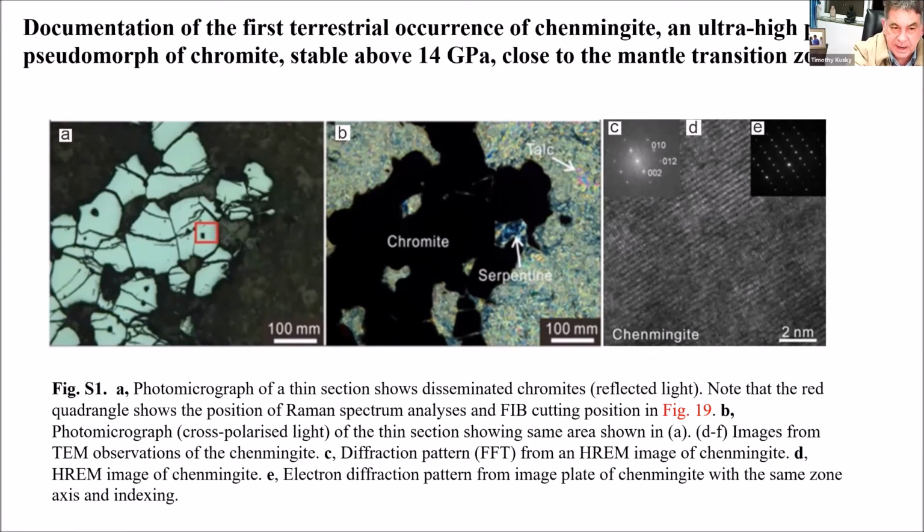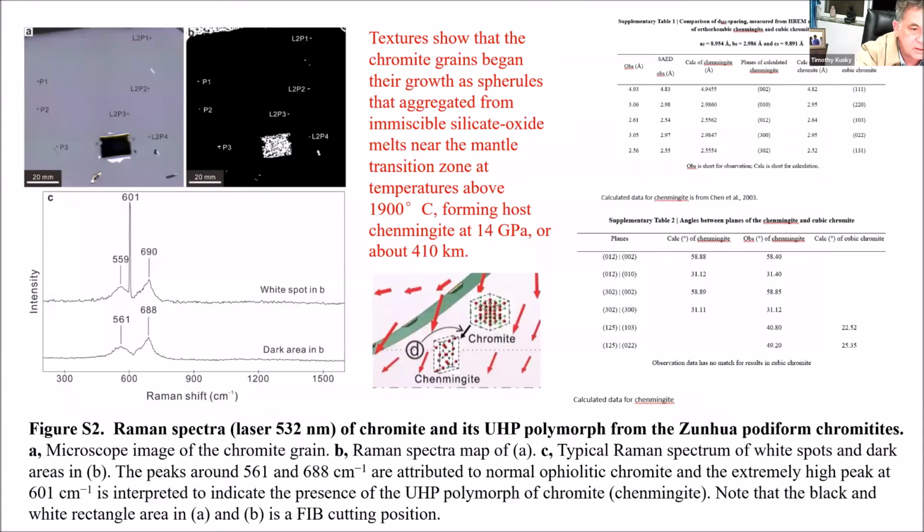This is called cheminite, okay? Cheminite is the ultra-high pressure phase of chromite that only happens above 14 gigapascals, which puts us at the mantle transition zone, 14 gigapascals. Chromite is cubic, like right here. Cheminite is orthorhombic, and we have it confirmed in lots of different ways with the crystallographic structures.